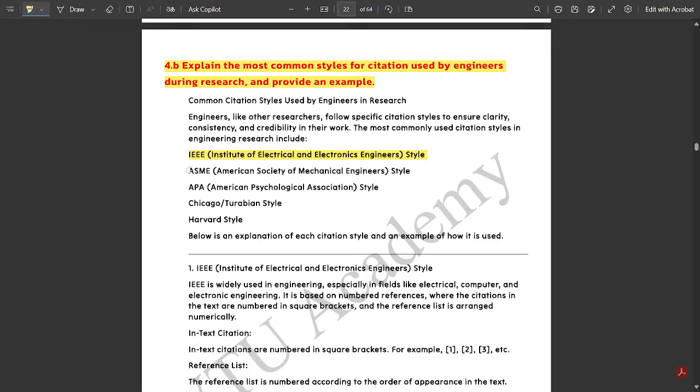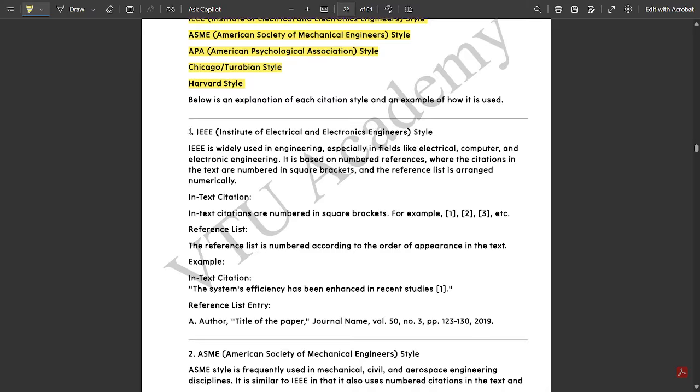One more type is ASME, that is, American Society of Mechanical Engineers. Then we have APA, American Psychological Association. Then Chicago Turabian style and Harvard style. This is common internationally, but in India or in Karnataka, you can say that the IEEE format is the basic standard format to represent your work or research. IEEE is the best thing you can adopt. I'll just discuss what IEEE is; the rest of them you can read.